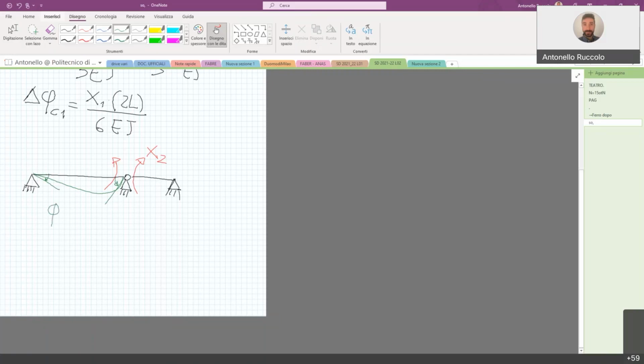So we have phi A2 equal to x2 times 2L, which is the length of the beam AC, over 3 E iota, whereas delta phi C2 is equal to x2.